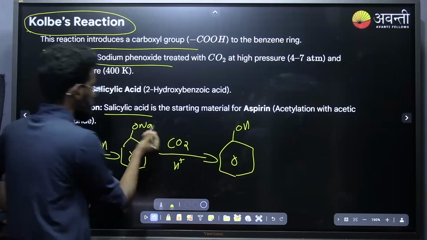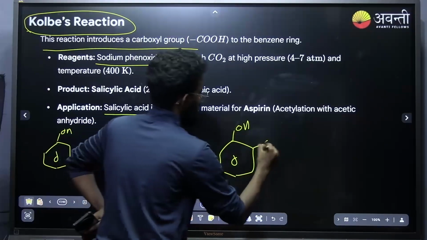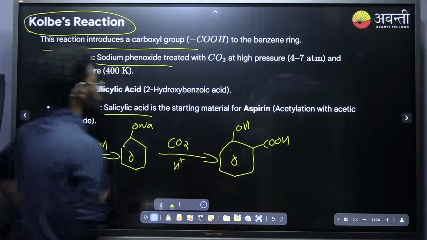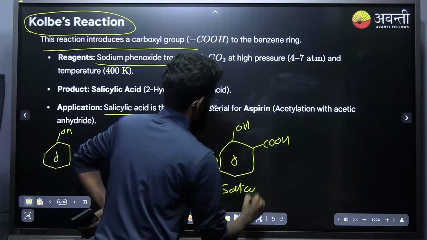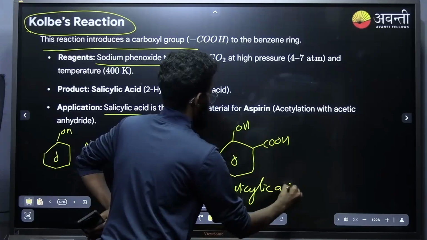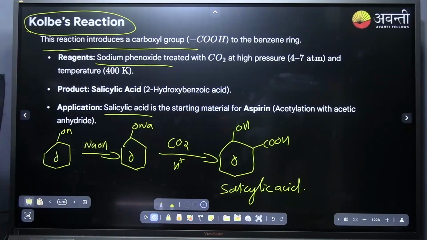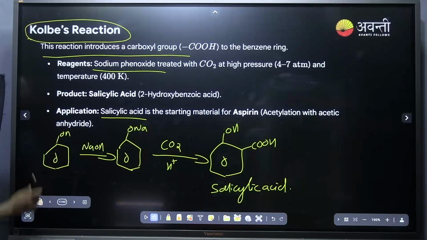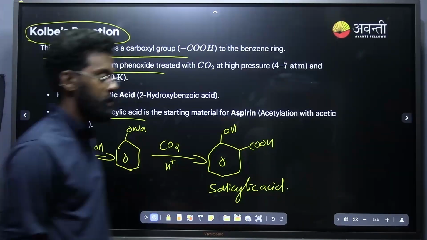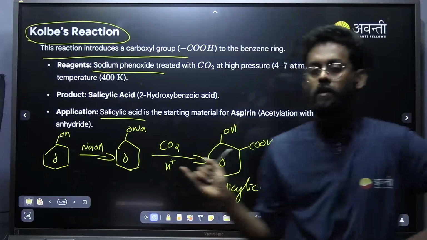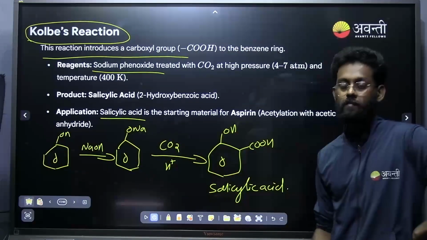OH will be replaced by OH, and an acidic group will be inserted into the ortho position, which we will be calling salicylic acid. So this is all about Kolbe's reaction. Then Kolbe's reaction and Reimer-Tiemann reaction. One gives salicylaldehyde, another one is the formation of salicylic acid.